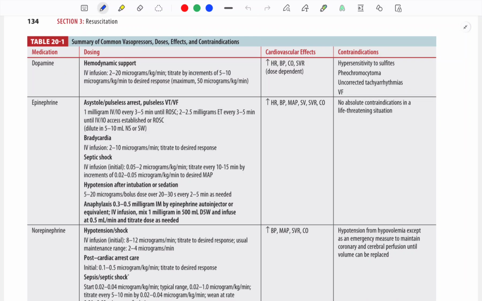Its dose in asystole or pulseless VT or VF is 1 mg IV or intraosseous every 3 to 5 minutes until ROSC, or 2 to 2.5 mg via endotracheal tube every 3 to 5 minutes. You need to dilute the endotracheal dose in 5 to 10 ml NS. So you can give the ET dose about 2.5 to 3 times the IV dose.